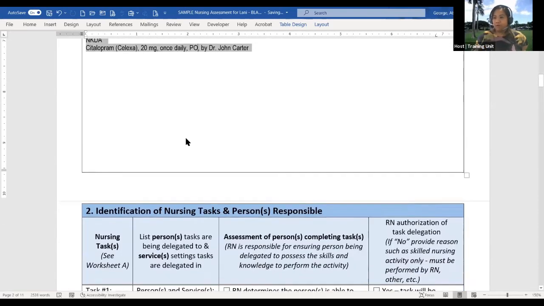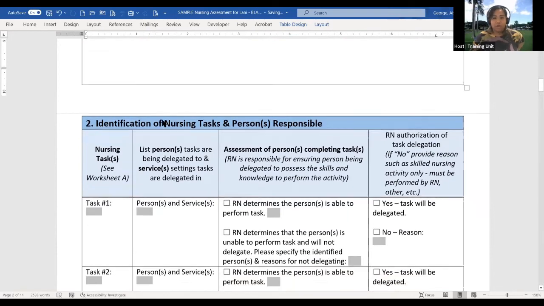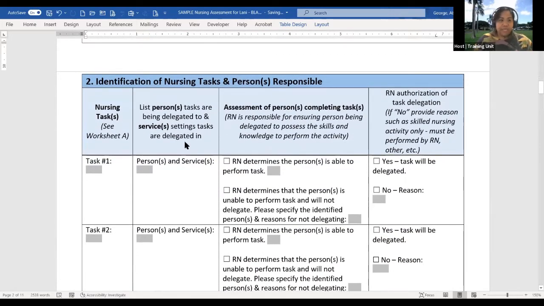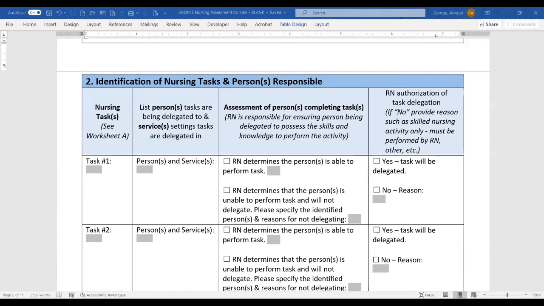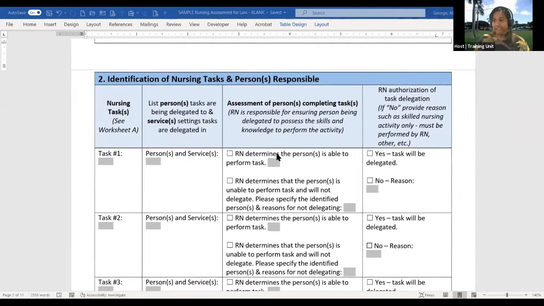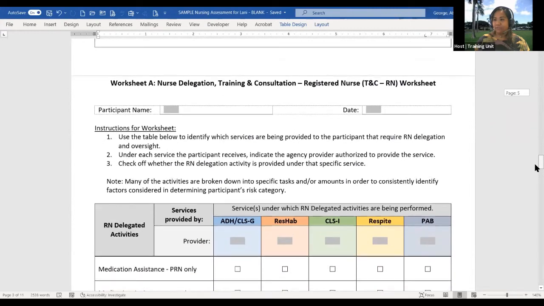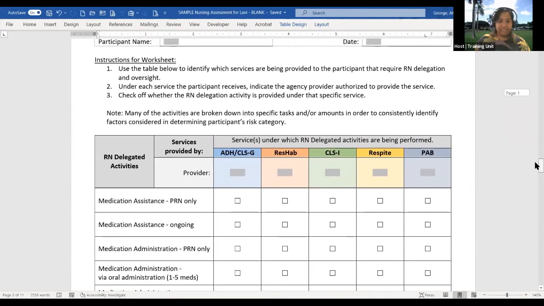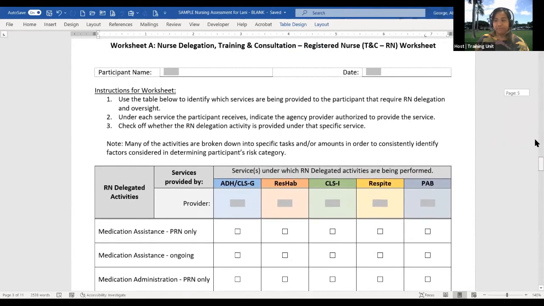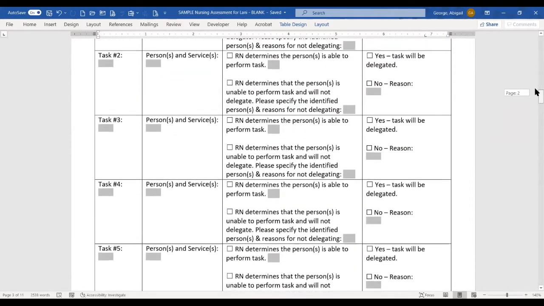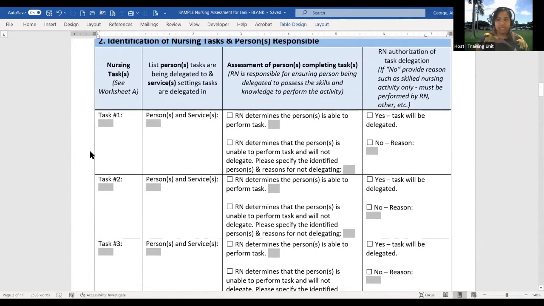Okay. All right. So moving on, now we are on section 2 of the nurse assessment. If you folks remember, nursing, does section 2 coincide with worksheet A or worksheet B? Worksheet A, yes. Worksheet A has the list, sorry you guys are going to see my scrolling, of all the identified nursing tasks. So scrolling back up, what is the nursing task that we have for Lonnie Girl?